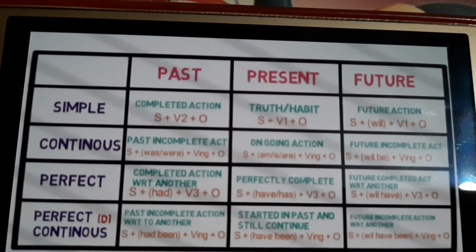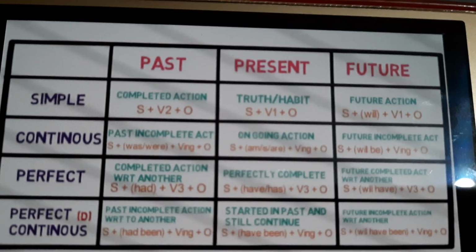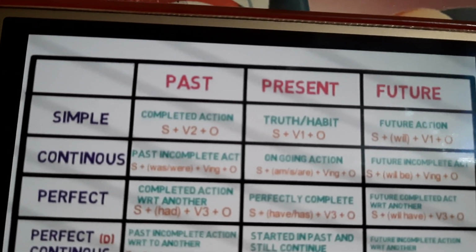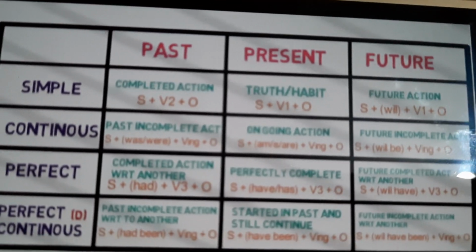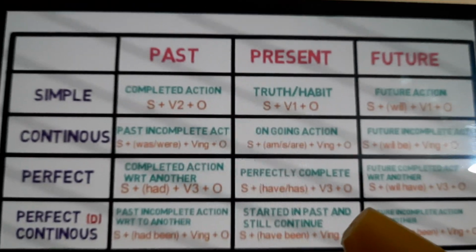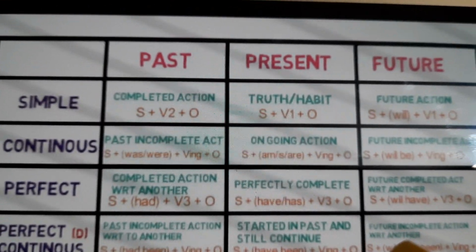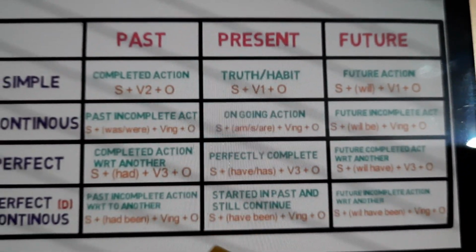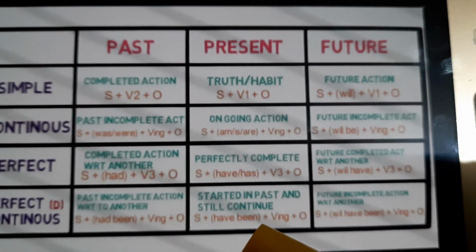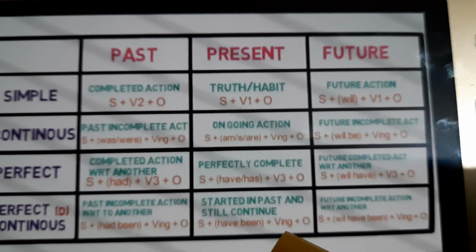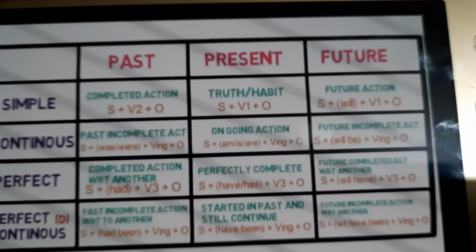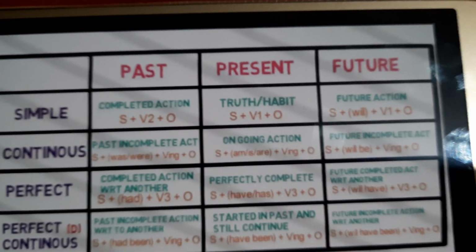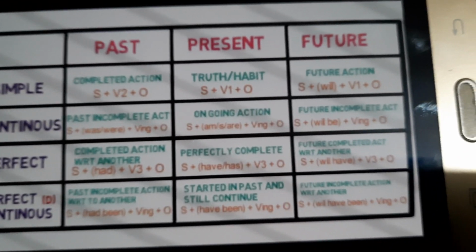Now we will see present perfect continuous tense. Present perfect continuous tense is used to describe an action which began in the past, means which started in the past, and it is still going on. The form over here is subject plus have been plus verb with ing form plus the object. For example, I can say, the watchman is guarding the house.